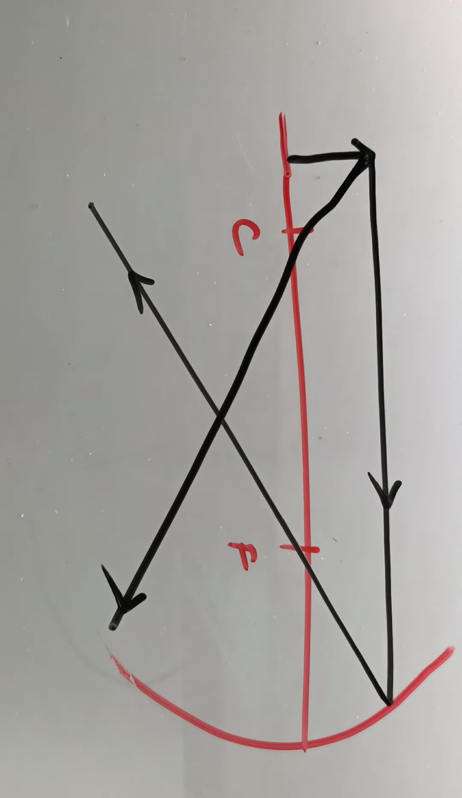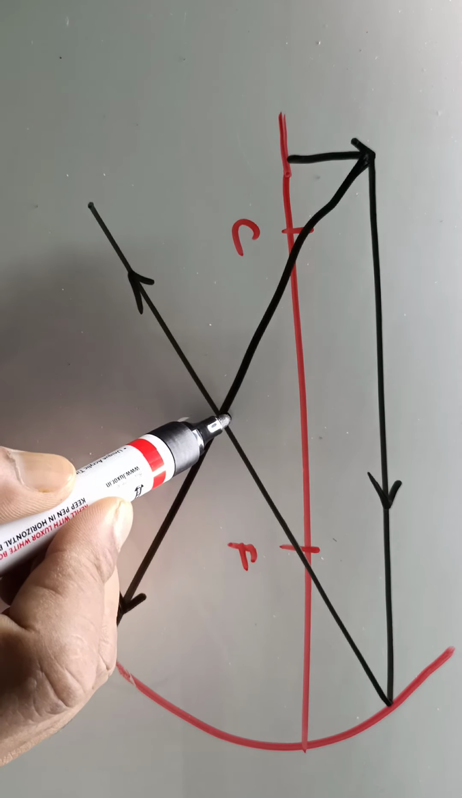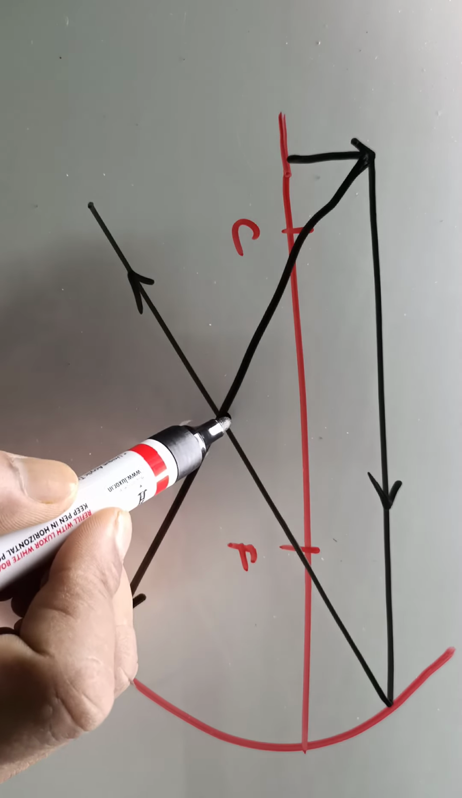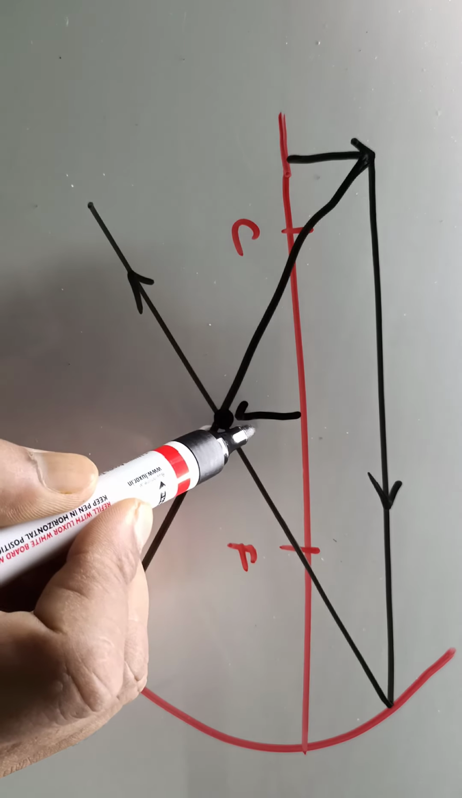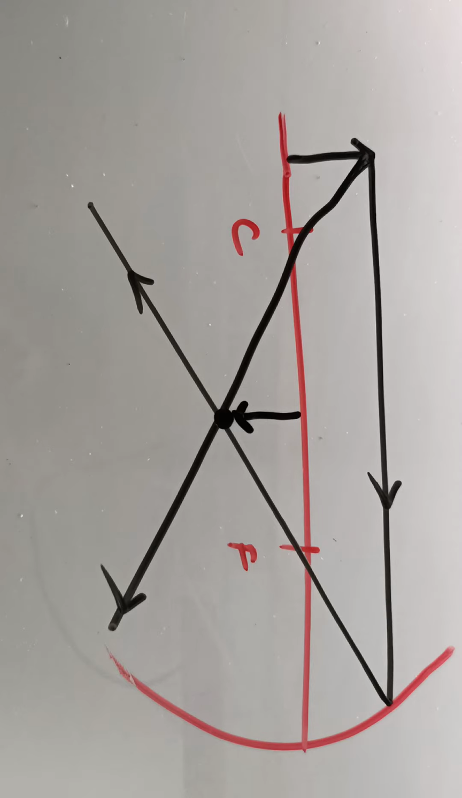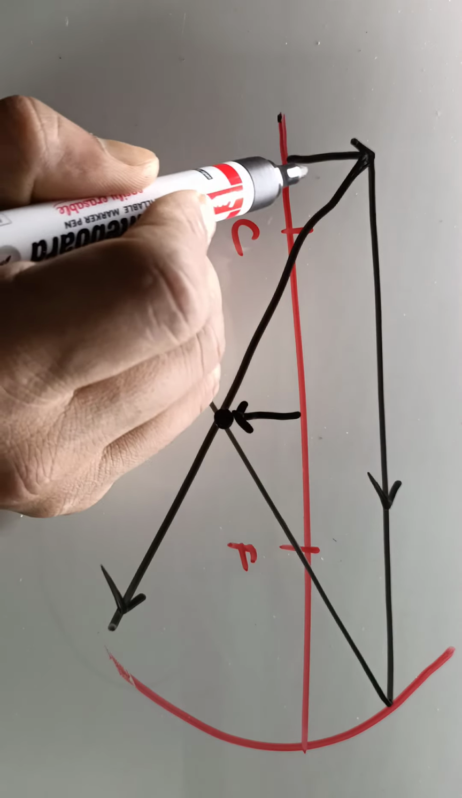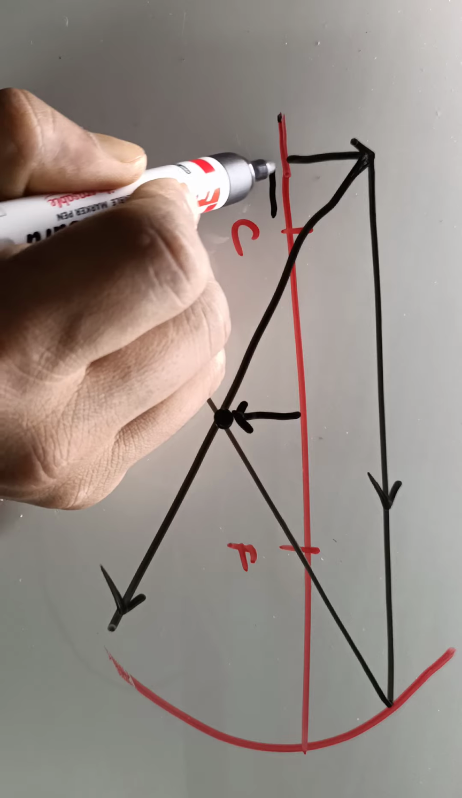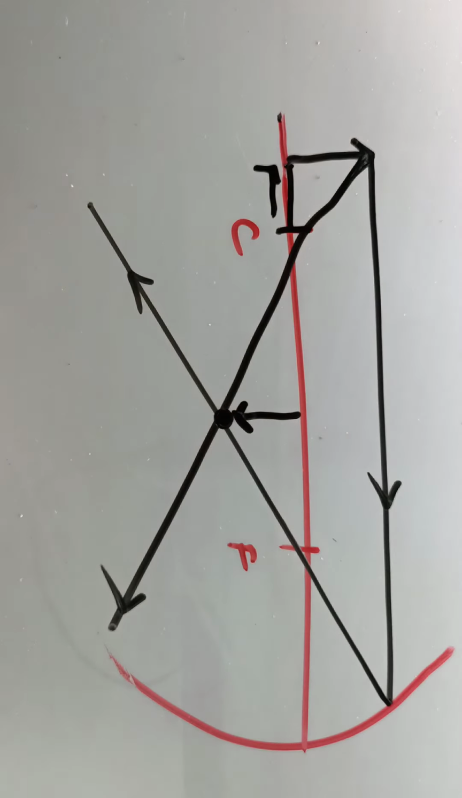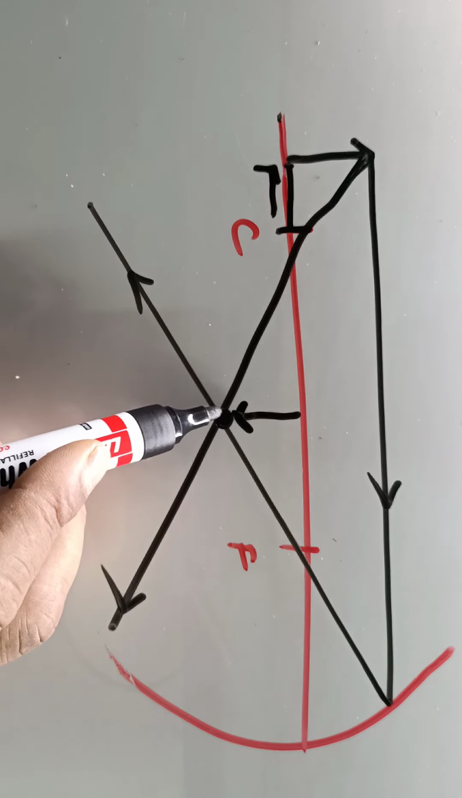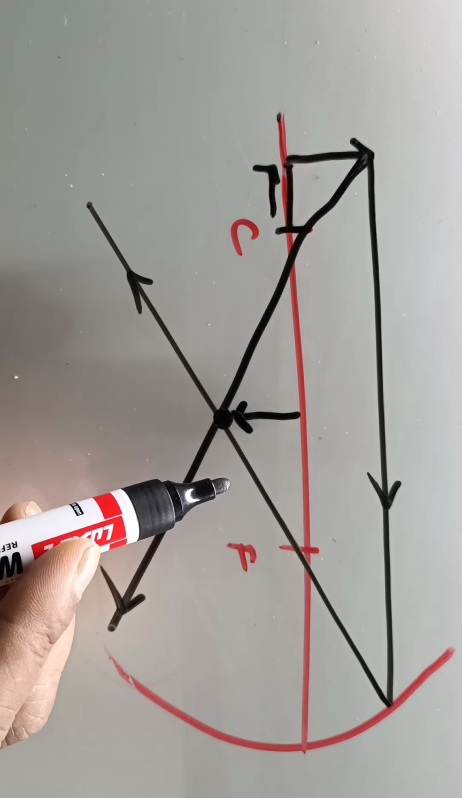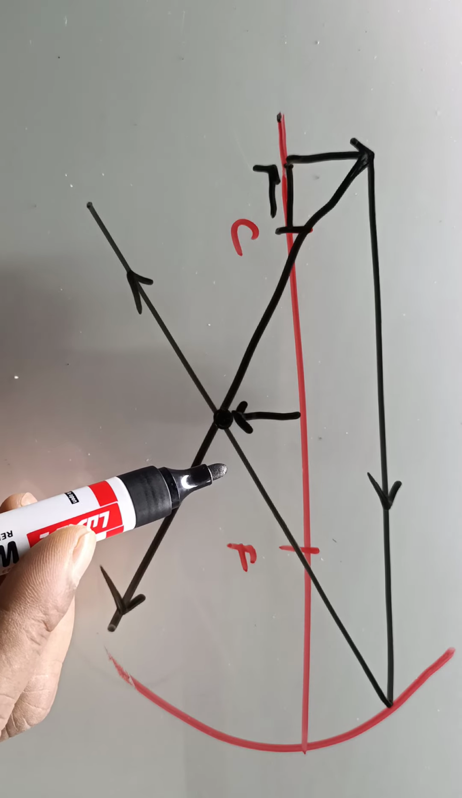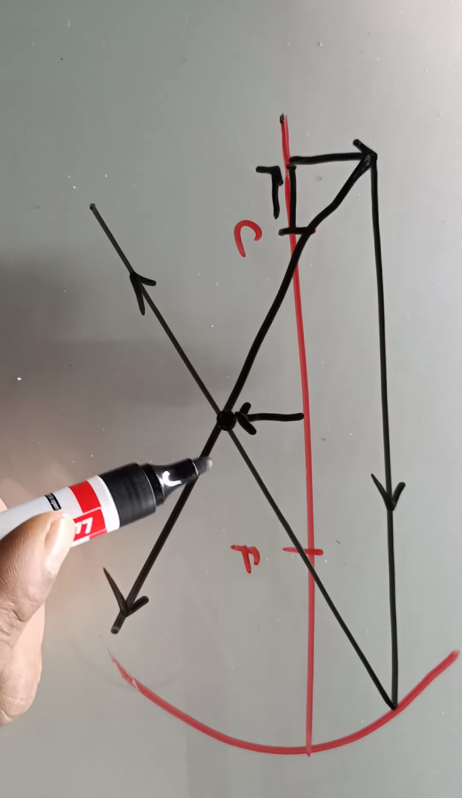If I'm allowing this ray of light to pass through the center of curvature, I find that the image is formed here. The point where the rays of light meet is the point where the image is formed. So if the object is kept beyond C, over here, this is C, then the image is formed between C and F, that means between the center of curvature and the focus.